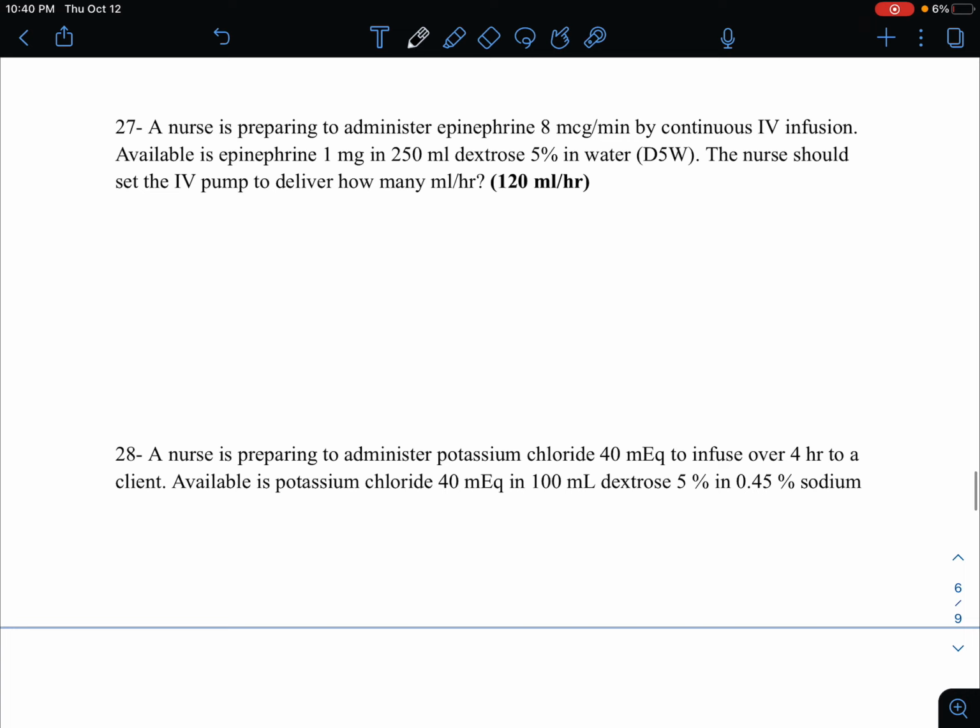Okay, so I'll go a little bit faster on this one because I think we got it this time. A nurse is preparing to administer 8 micrograms a minute of epinephrine. Available is 1 milligram in 250 ml of dextrose. How many should you do in milliliters per hour? So once again, it's asking for milliliters an hour. This one doesn't say anything about weight, so we don't have to worry about weight. It's just about time right here. So it's 8 times 60.